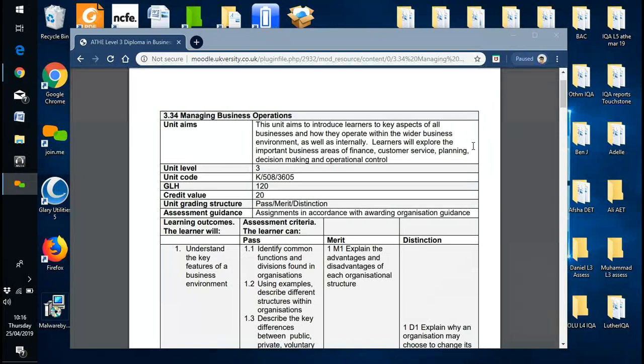Okay, so this unit aims to introduce you to key aspects of all businesses and how they operate within the wider business environment, as well as internally. So you'll explore the important business areas of finance, customer service, planning, decision making, and operational control, which is quite important because that covers a number of other areas that are not in this particular unit, but are very important to management structure, and that is people management.